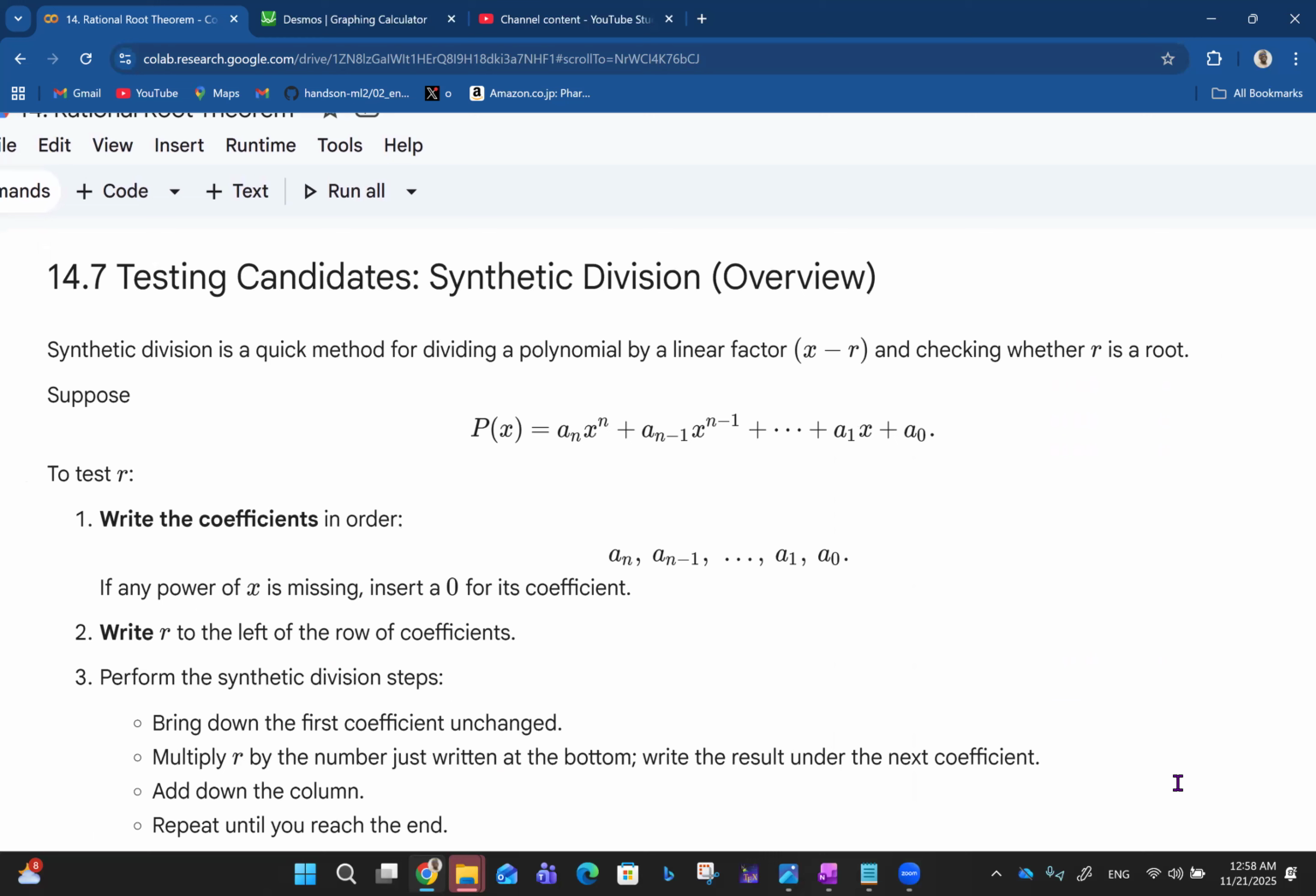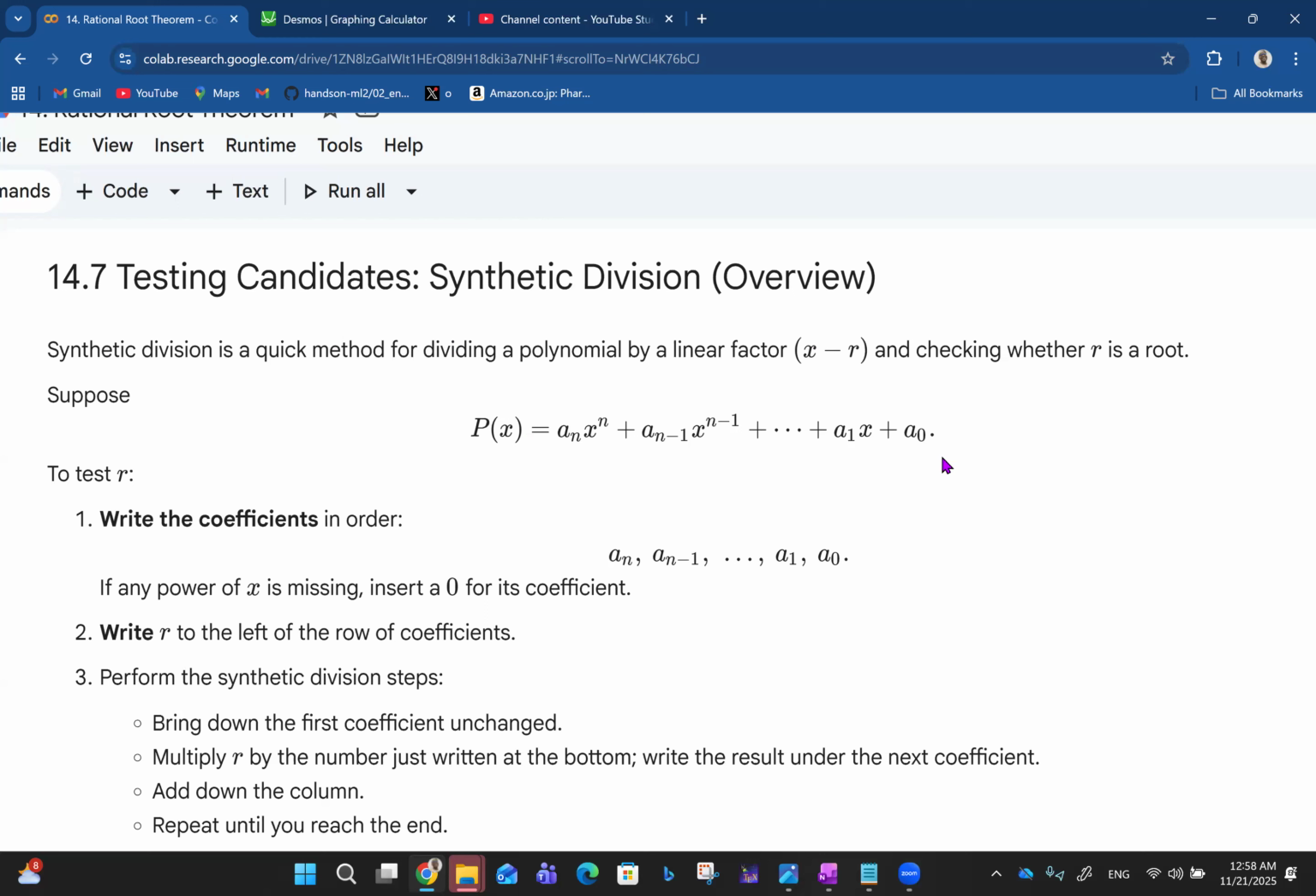You can also test candidates using synthetic division. We've done synthetic division a couple of times for sure, so this is another overview of that. Synthetic division is a quick method for dividing a polynomial by a linear factor x minus r and checking whether r is a root.